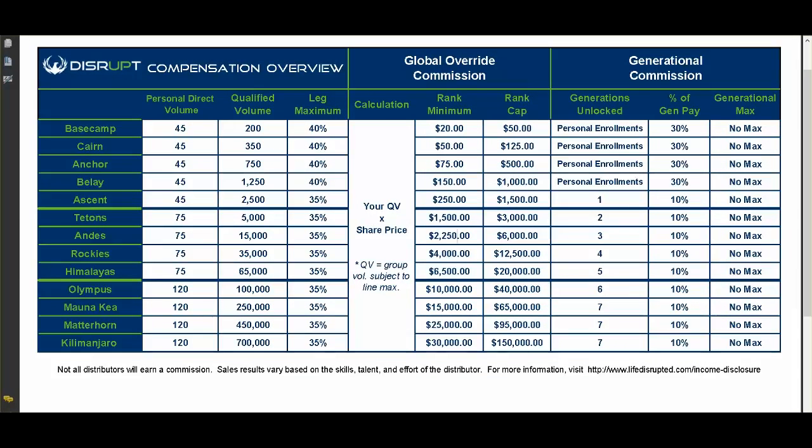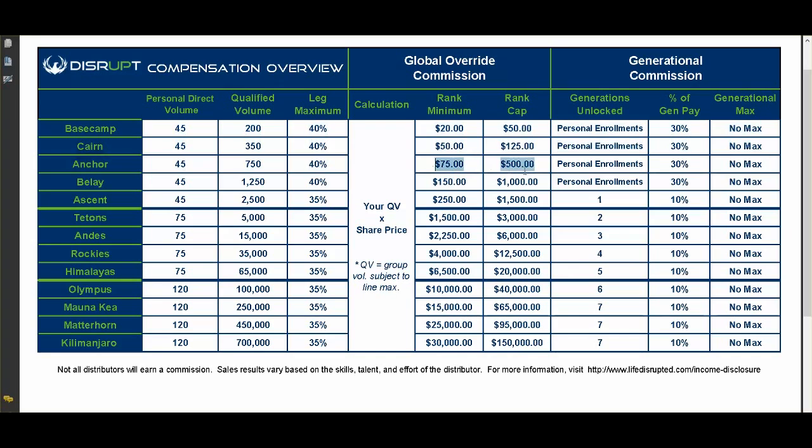Here's the latest version of the comp plan chart, and I want to highlight two things we did to change it. Both changes are inside the global override commission portion, right here in the middle. One, we went back to separating minimum and maximum as two different fields. So what you need to understand is when it comes to the global override commission, at every rank, there is a minimum and a maximum for that rank.